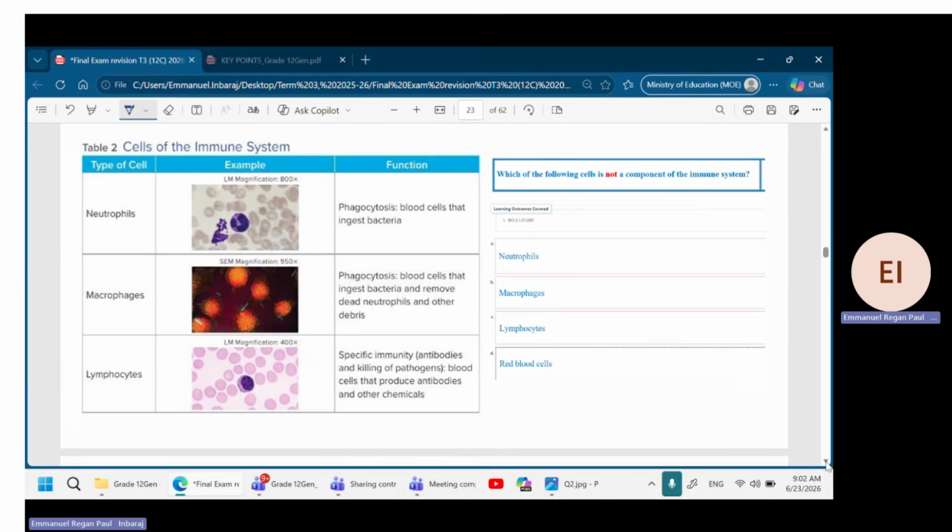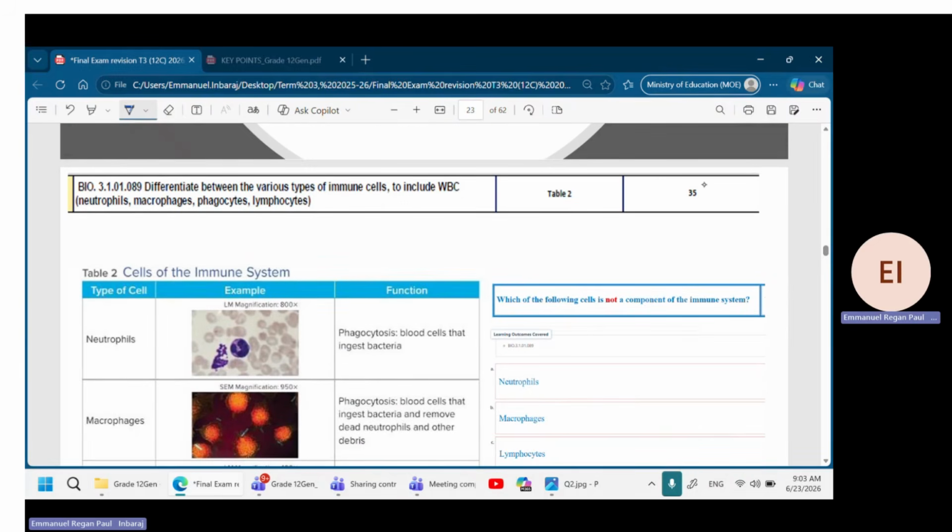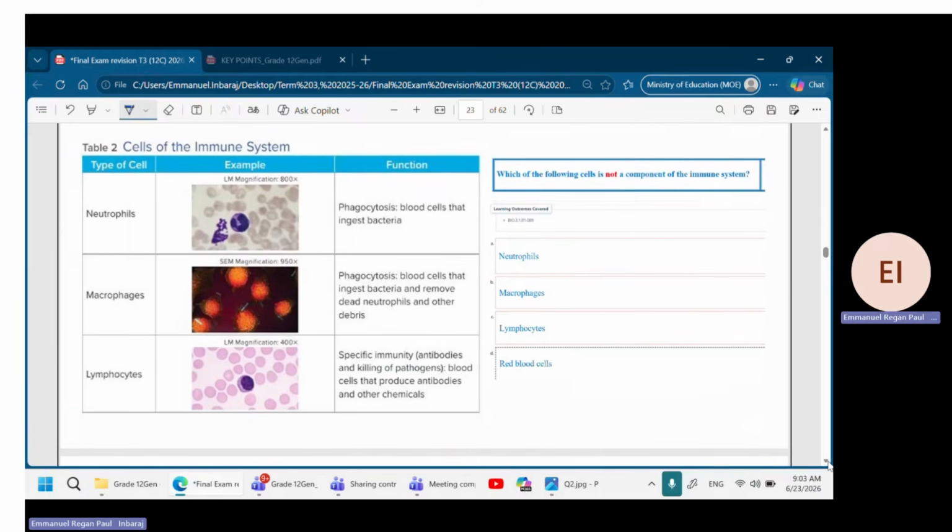Now look at it. Page number 35. Now I want you to turn to page number 35. And in page number 35, you have 3 types of cells. The neutrophils, this is number 1. Number 2, macrophages, and 3, lymphocytes. And study these pictures as well. When you look at the picture, you should be able to identify which is neutrophils, which is macrophage, and which is lymphocytes.